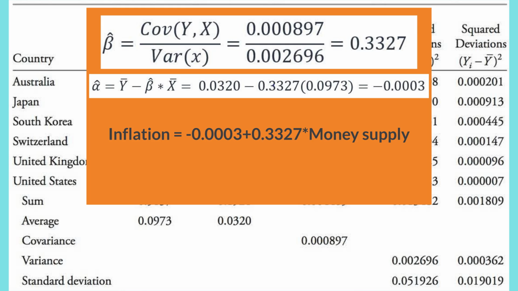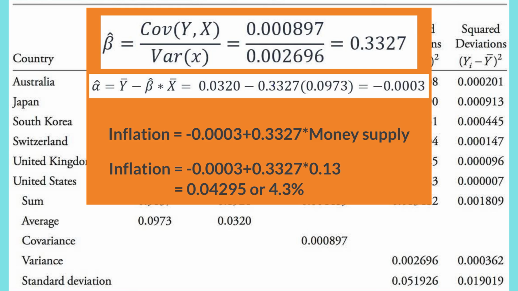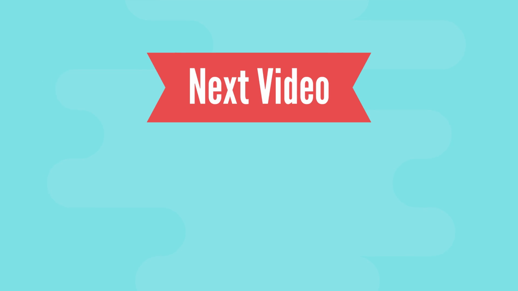Let's assume our forecasted money supply is 0.13. Then we can use the regression equation to forecast the rate of inflation as the intercept plus the slope coefficient times the money supply of 0.13. This gives us the estimate of inflation as 0.04295. In the next video, we will learn how to distinguish between a good and a bad regression model.